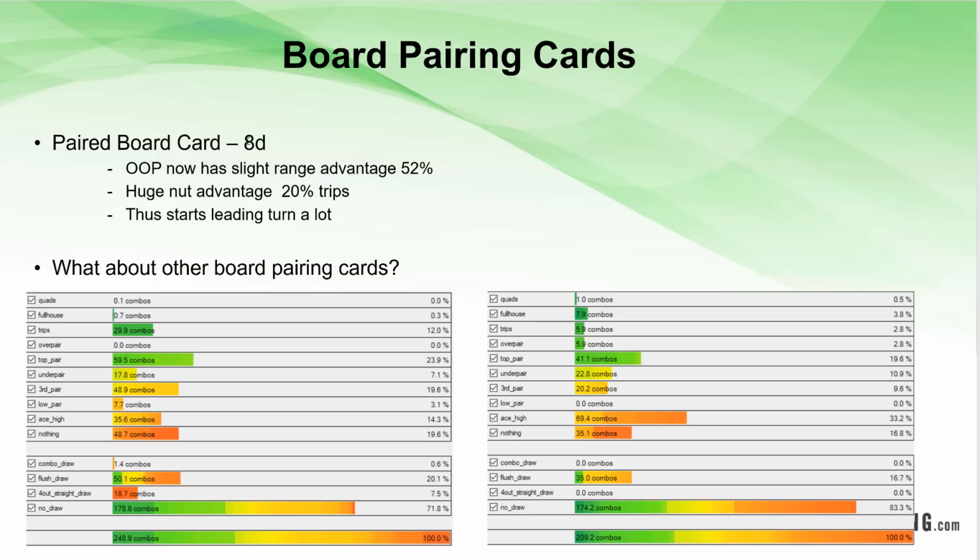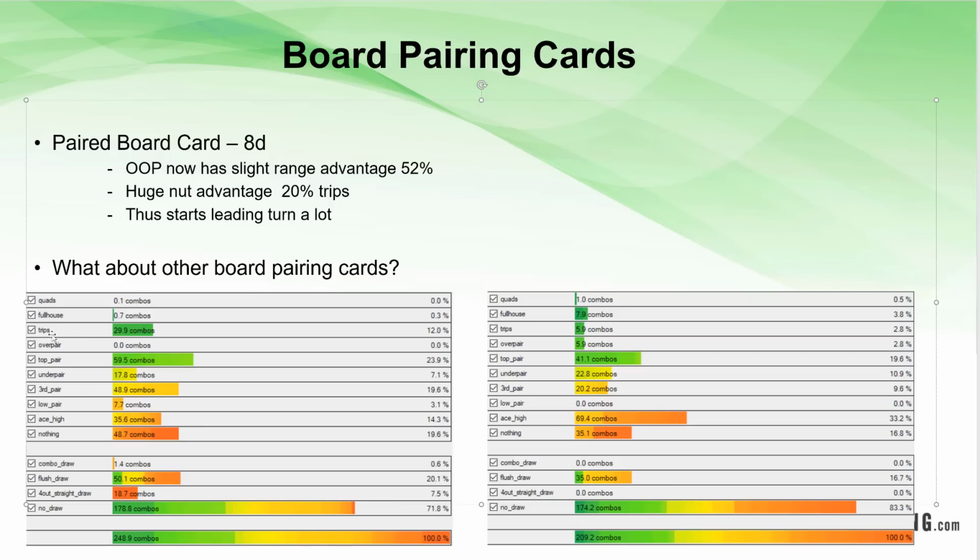But here's the big thing that changes on the 8 of diamonds that hasn't changed on any of the other board cards we looked at. If we consider an 8 the nuts, the out of position player now has a huge nut advantage on the 8. He has 20% trips. And you'll see in the strategy, because now he has the equity advantage of 52% and the nut advantage, we're going to see the big blind player start to lead a lot on this 8 of diamonds turn card.